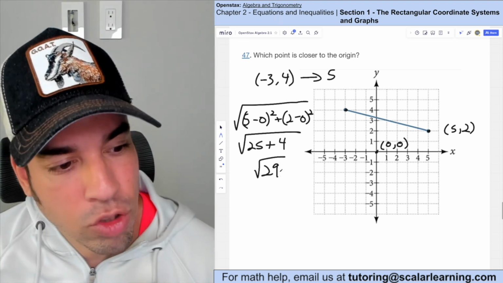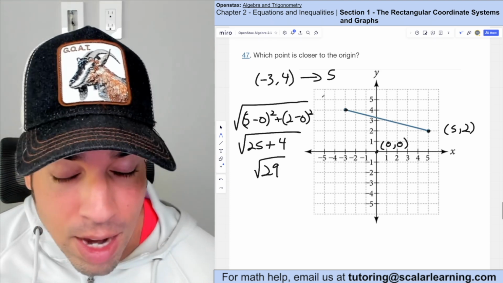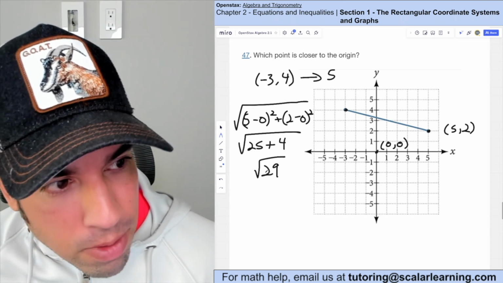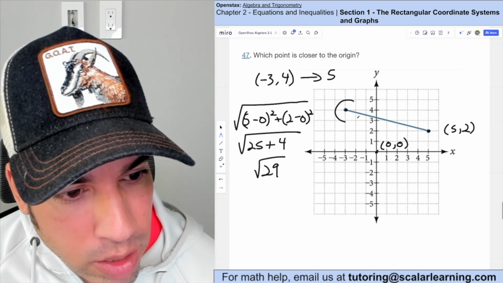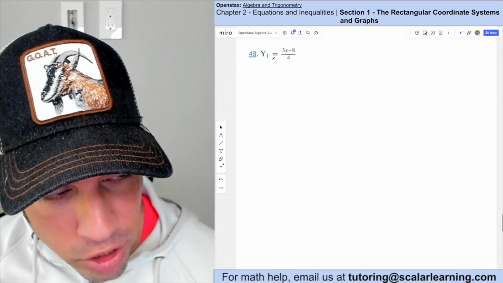So the question is, is the square root of 29 larger or smaller than 5? It's actually larger because the square root of 25 is 5. This is bigger than the square root of 25. So this point is closer. Boom, done.